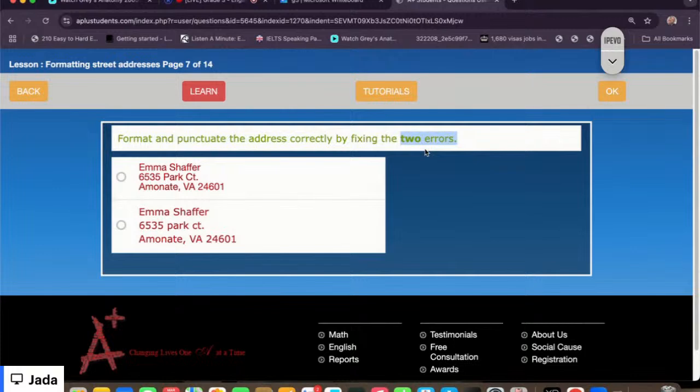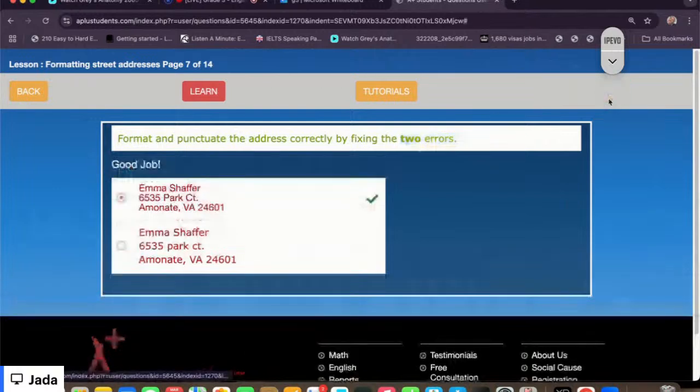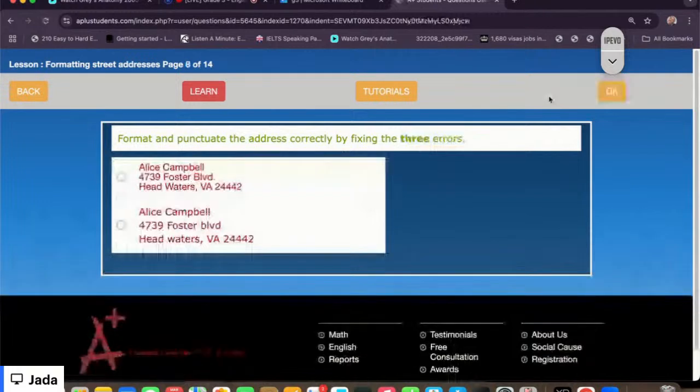Okay, so what's the correct one here? Okay, so option one, you can see that in the second one, the CT is abbreviated, but it was there, so that makes it what? Incorrect. All right, so we have three errors here. You can look at it and tell me which is the correct one here.